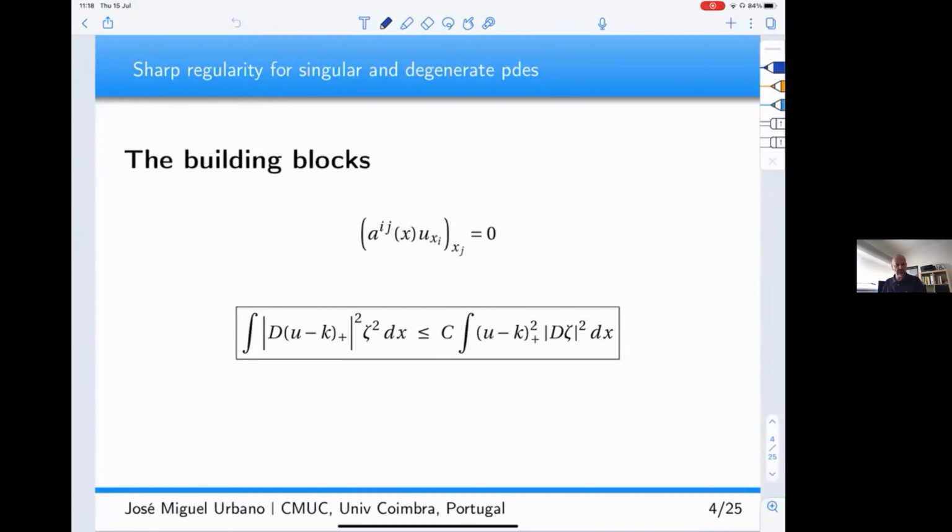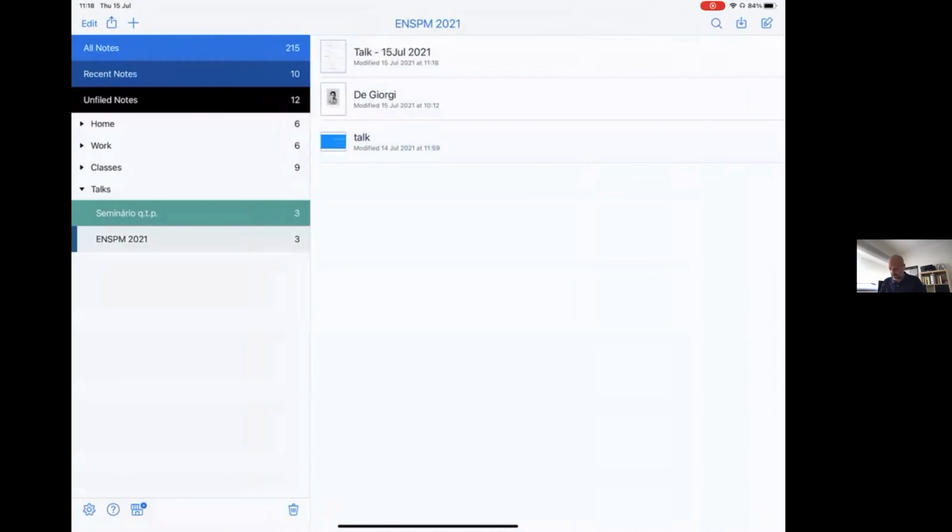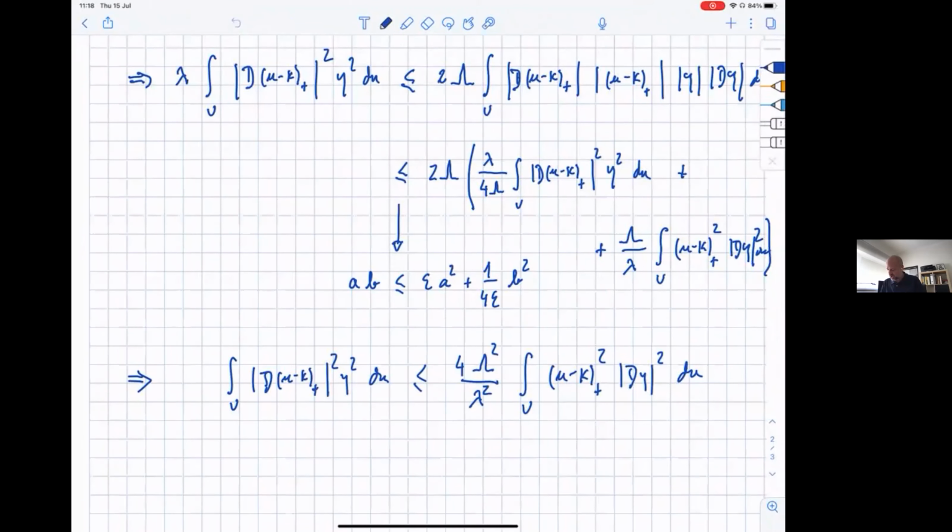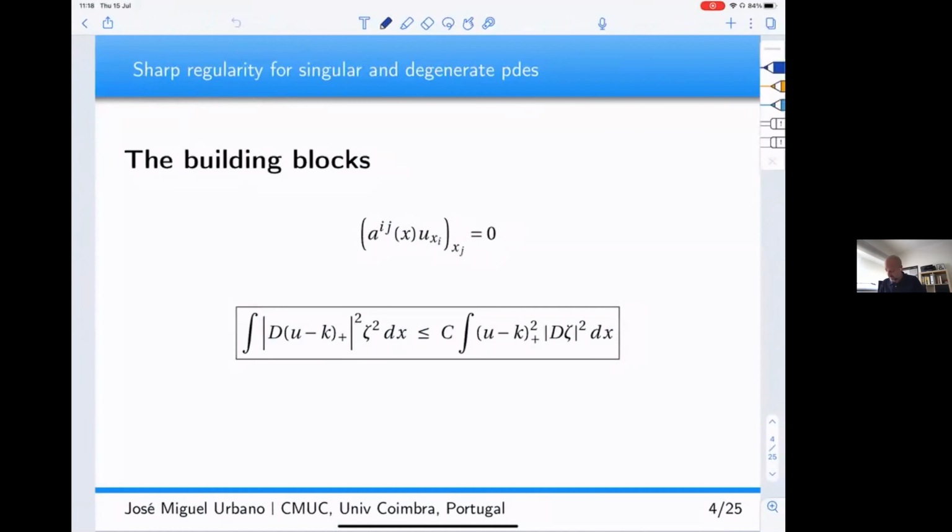All right. So the gradient of (u minus k)_+ squared eta squared, and then a constant, and then (u minus k)_+ squared, the gradient of eta squared. Okay, and we have the explicit form of this constant. So we know exactly how it depends on the ellipticity and the boundedness constant. Okay, so these are the building blocks of the theory of De Giorgi, which combined with a Sobolev inequality allows us to derive an estimate that we can iterate to obtain first the local boundedness of solutions, and then, of course, doing other things, the Holder continuity.